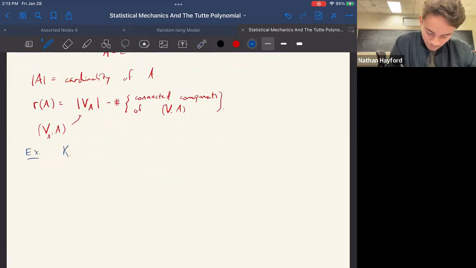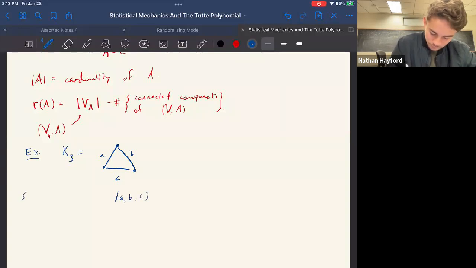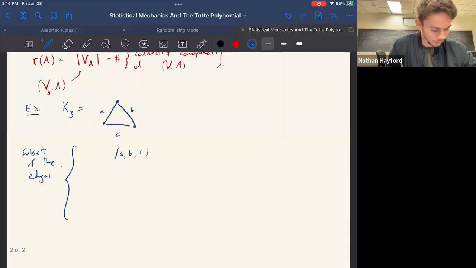Let's take a particular graph, K3, which I'll draw like this, and I'll label the edges A, B, and C, and then the vertices are just the endpoints of these things. So I have all subsets of the edges A, B, C. These are the terms that are going to go into my sum. ABC is one subset of the edges.